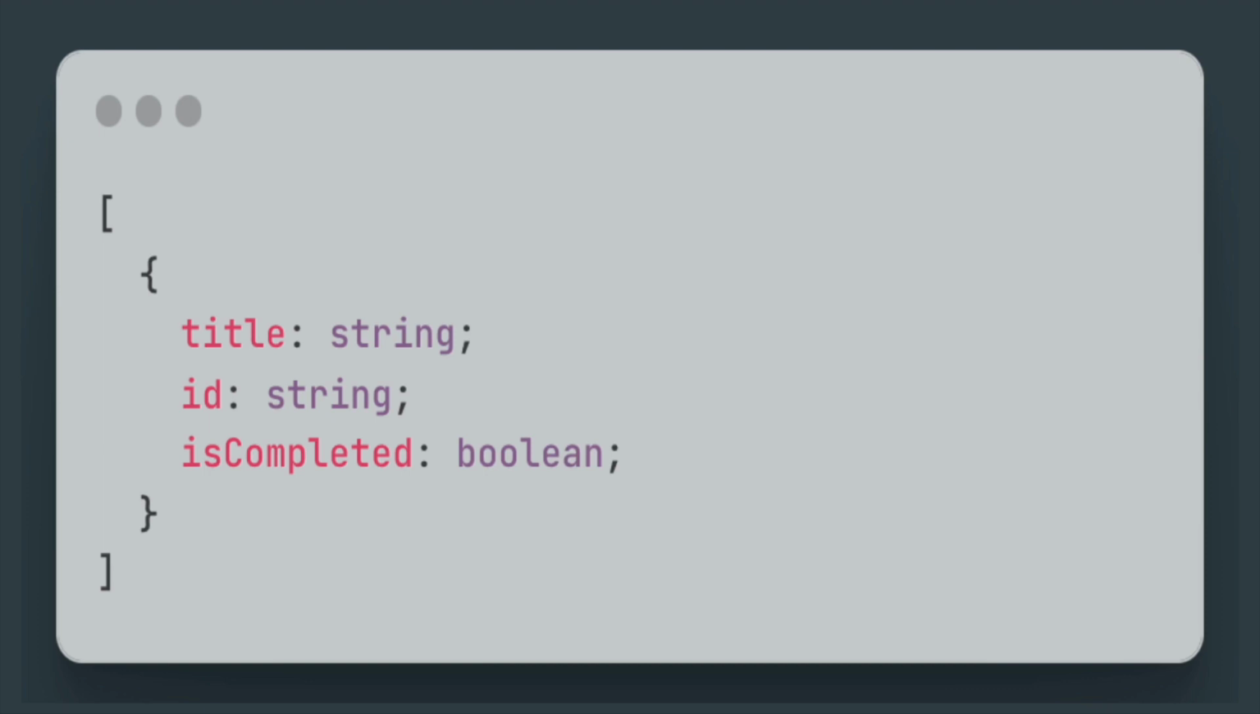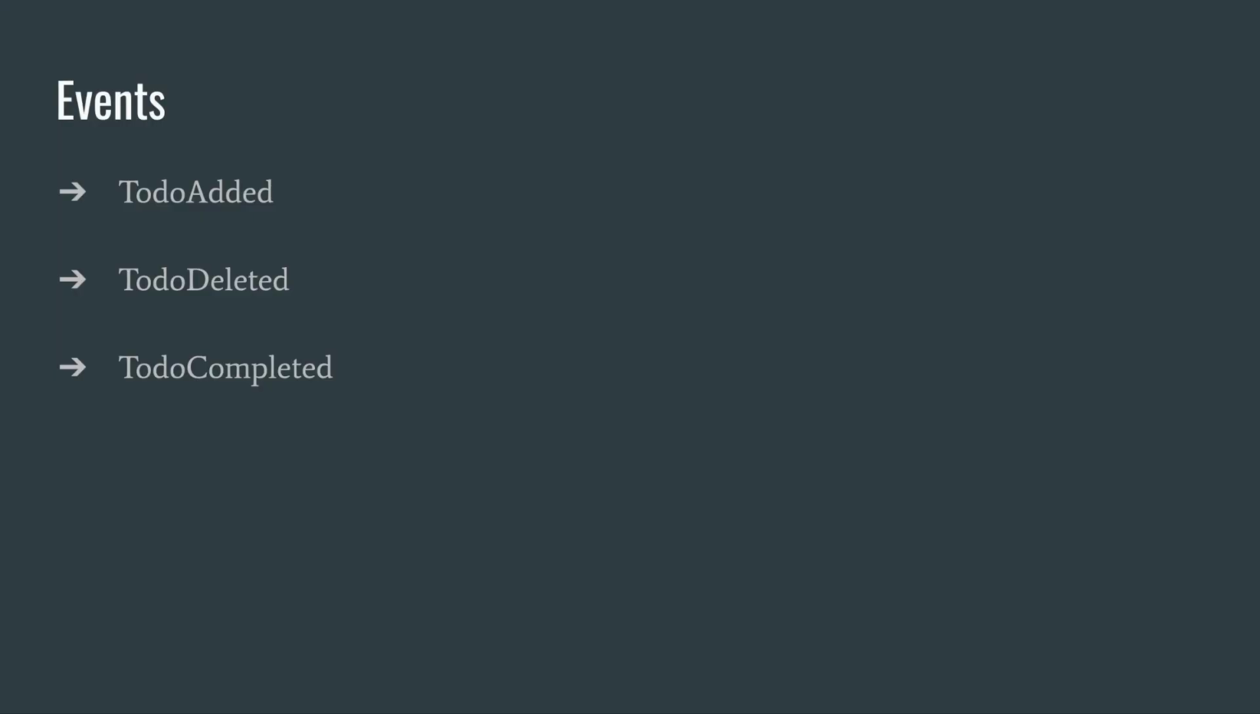Now, user take the action, we got the data. After those actions are taken, these events could be generated. To-do is added, to-do is deleted, and to-do is completed. And based on these events, we need to change the view and reflect these events on the component.